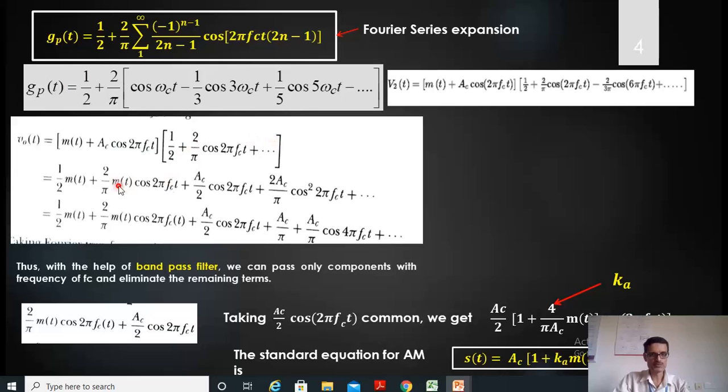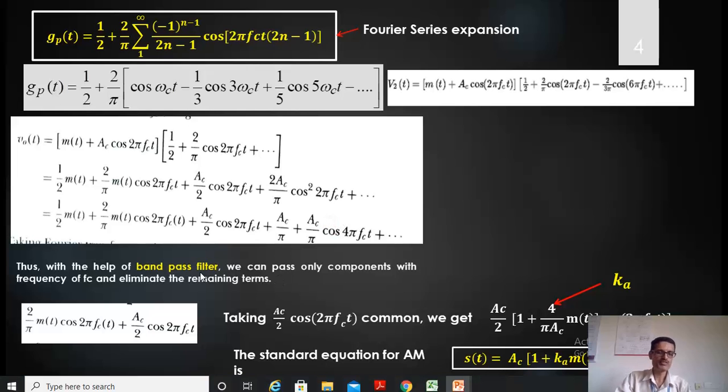Then I multiply, and I will get this particular equation, right? I apply the cos square theta rule. Fine. So I get a half m of t, and this particular component, this term Ac by pi. Cos square theta is half of 1 plus cos 2 theta, so that I will get. Then I substitute over here.